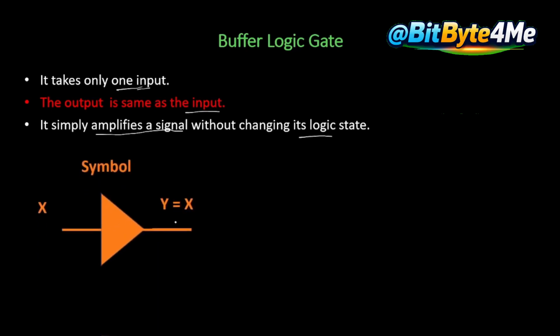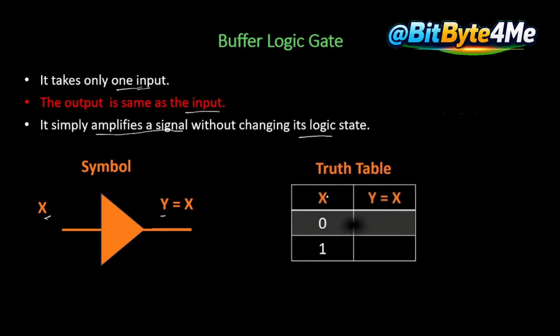Its symbol is as given below. This is the gate. The input is X and the output is Y. Y is equal to X. There is no change in the value. The truth table for this gate can be shown as below. Here the value of X can be 0. If we give 0, we will get output 0. There will not be any change. If we give input 1, we will get output 1. So there won't be any change. This is the simplest gate, which is called the buffer gate. It is used simply to amplify the signal without changing it.